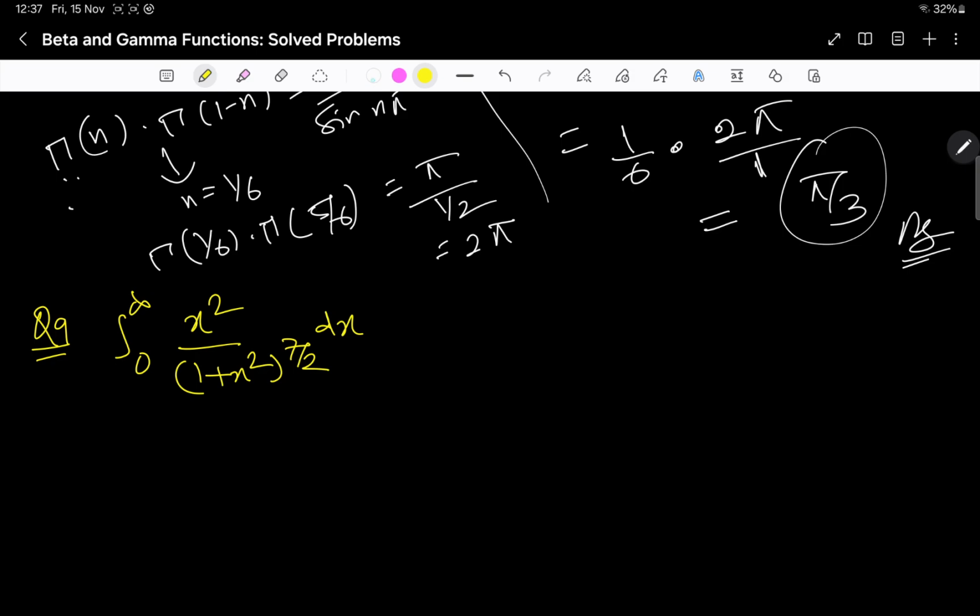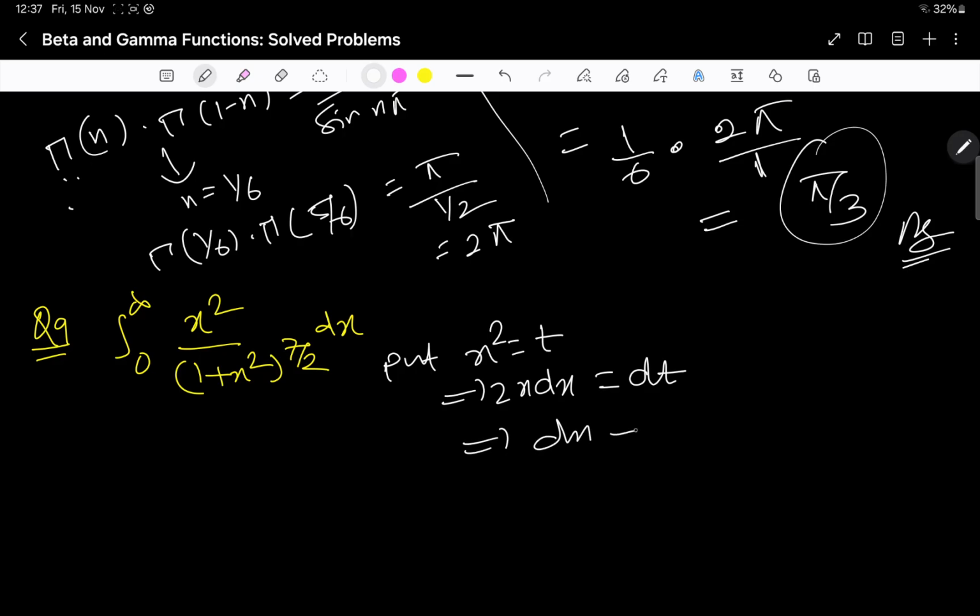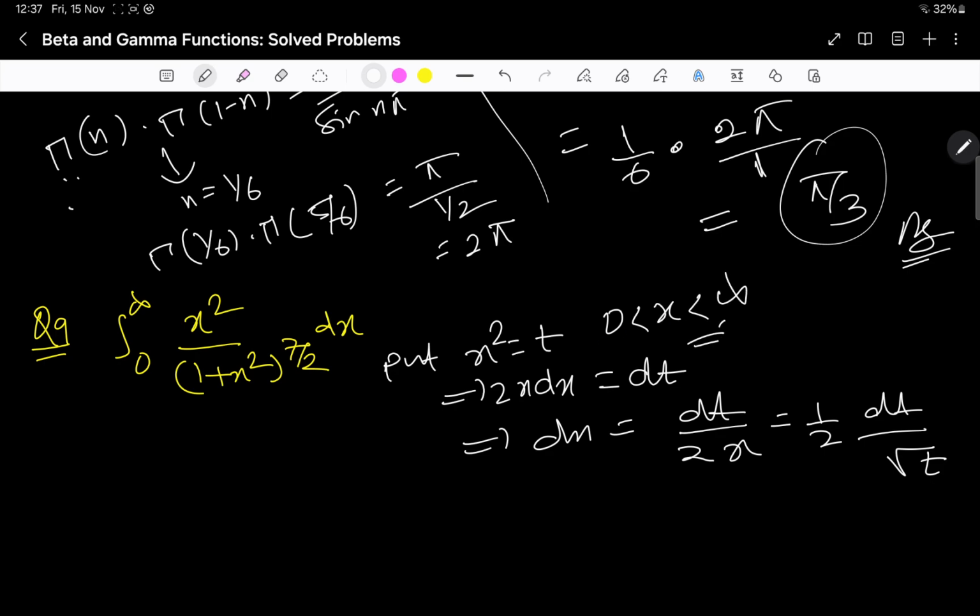So coming to one more problem, 0 to infinity x square by 1 plus x to the power 7 by 2. You put here x square is equal to t. Okay, so your 2x dx is equal to dt, implies here dx is equal to dt by 2x. What is your x? X is root t, so dt by root over of t. Now the thing is that when x lies between 0 to infinity, the t will also never change here. So 0 less than t less than infinity here.